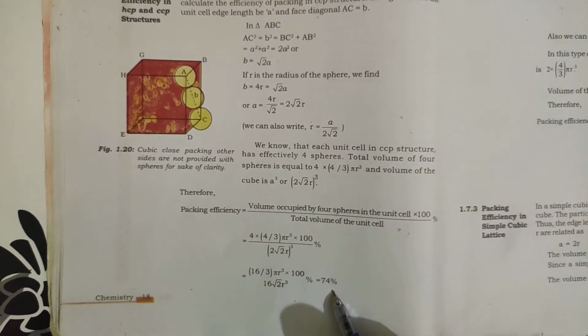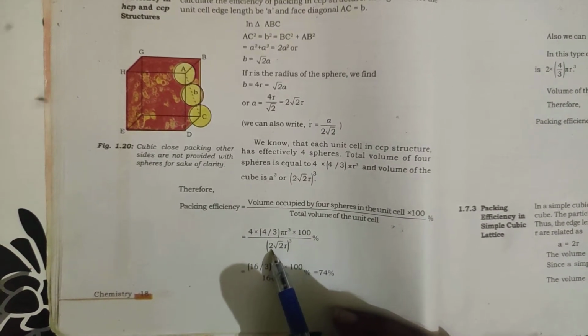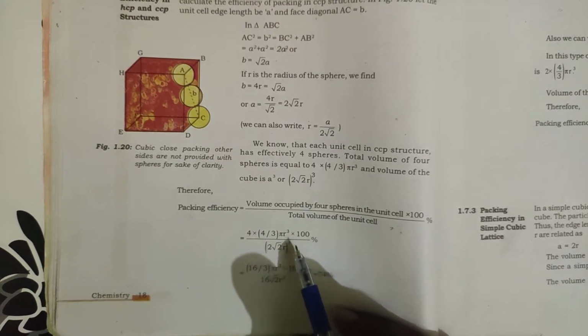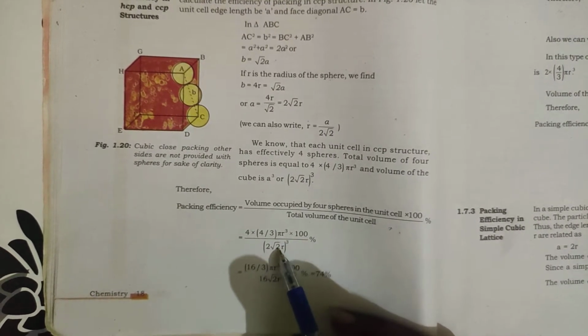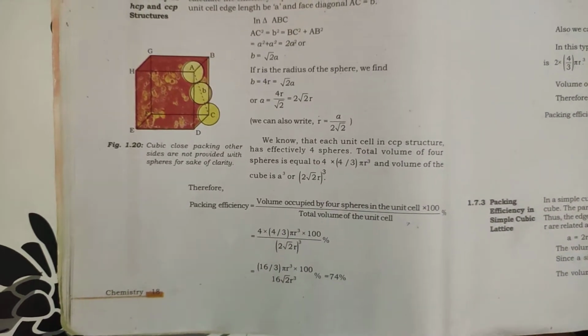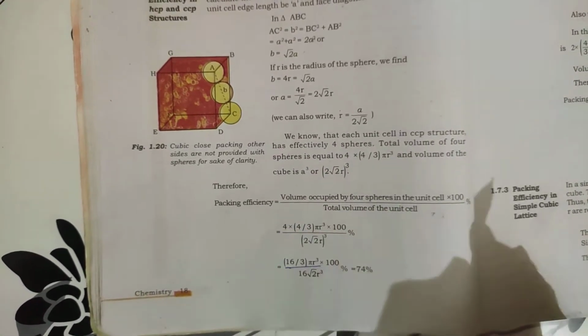Okay. So this is the denominator value, this one. 8 into 2 into 2 into 2, you will be getting 8. This root 2 into root 2 into root 2, so that you will be getting 2 root 2. So 8 into 2, 16 root 2 r cube. It is the denominator value. Upper one, you will be getting 16 by 3 pi r cube into 100. Okay. That percentage is equal to 74%.